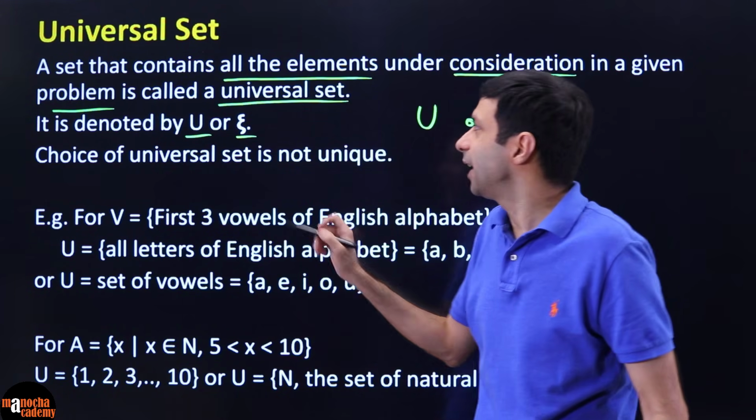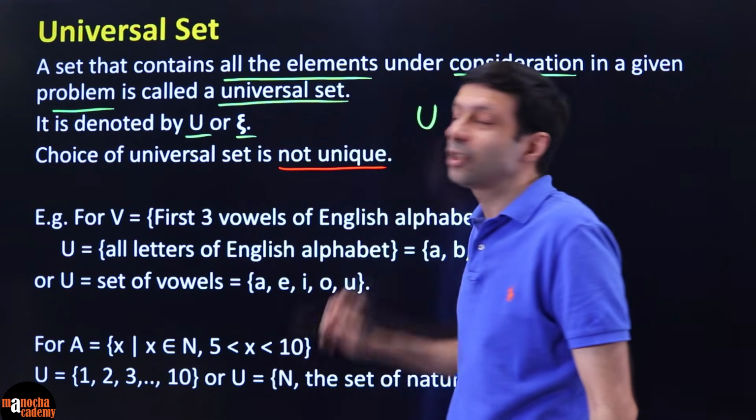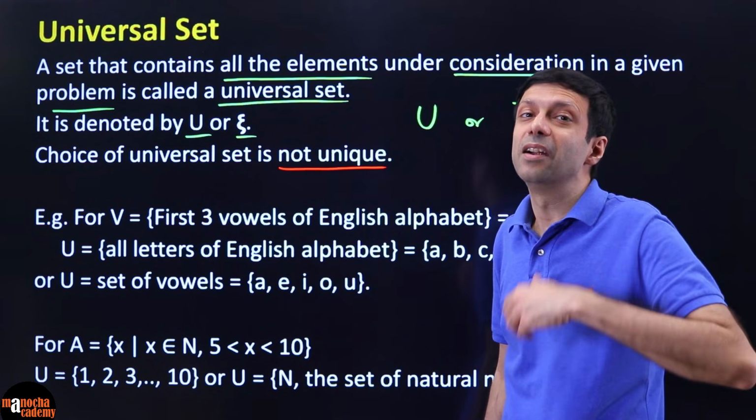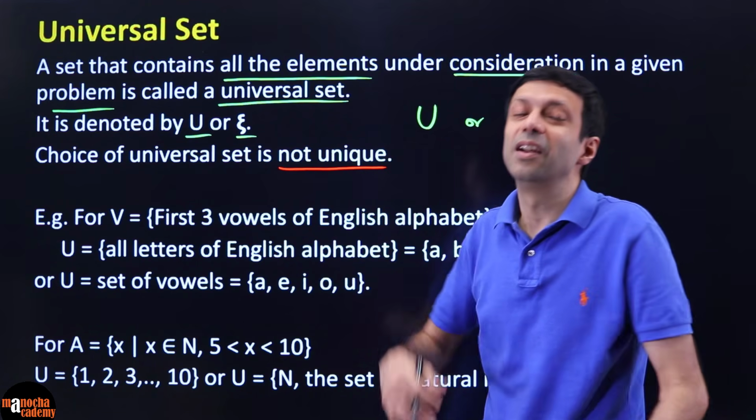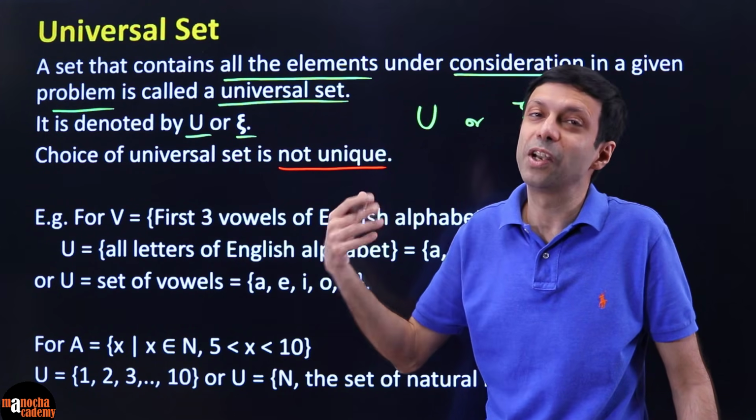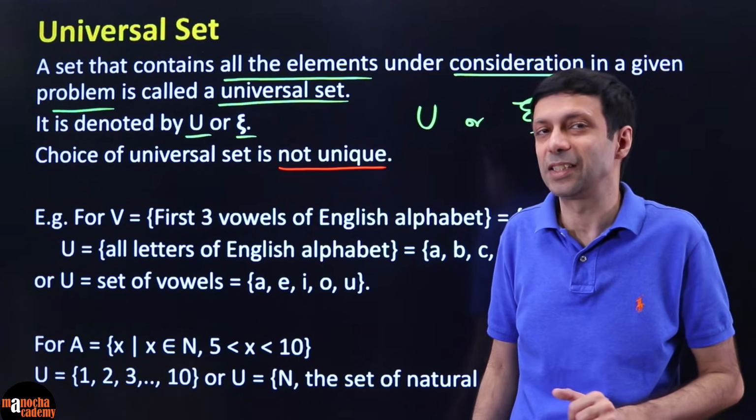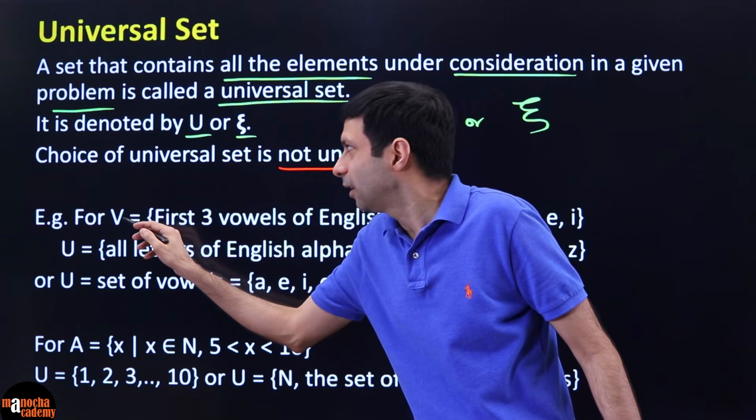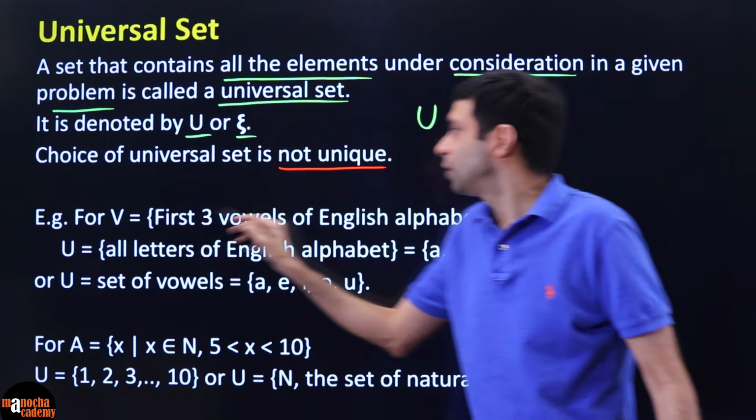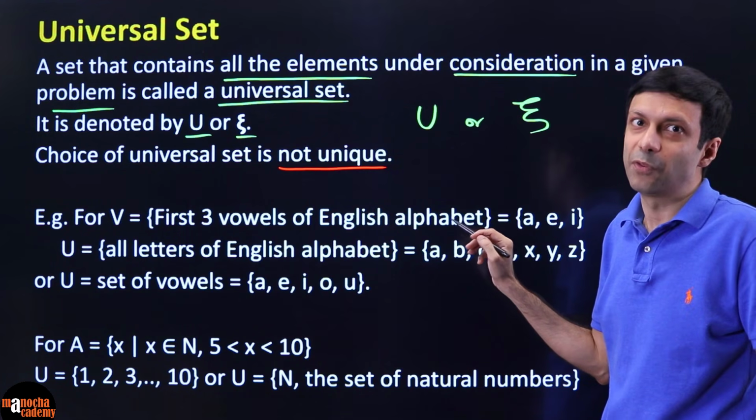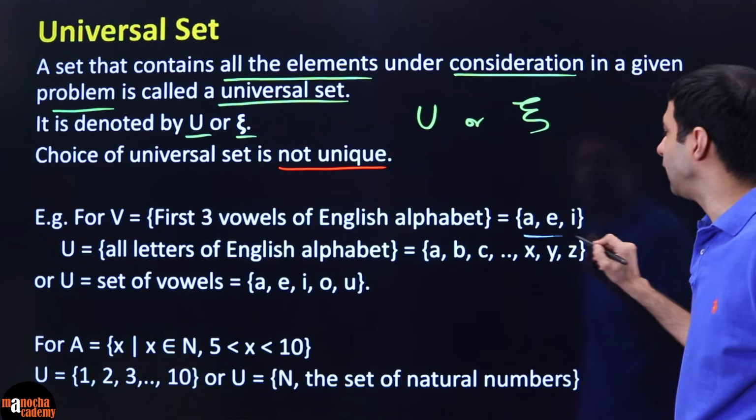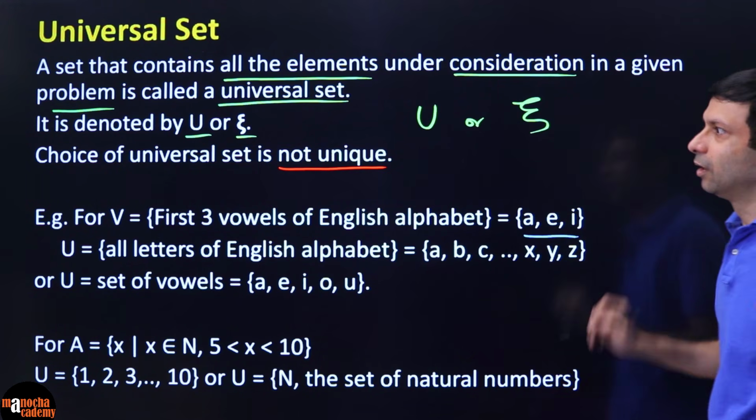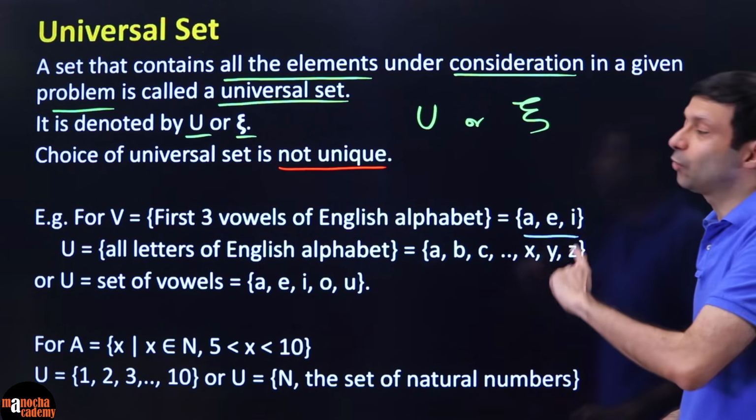But for universal set, the choice is not a unique set. You can have a different universal set, your friend may think of a different one, somebody might think of a different universal set. Let's discuss that with an example. So let's say, for the set V, which is the first 3 vowels of the English alphabet. What are the first 3 vowels? The first 3 vowels are A, E, I. Okay. Now this is my set V.